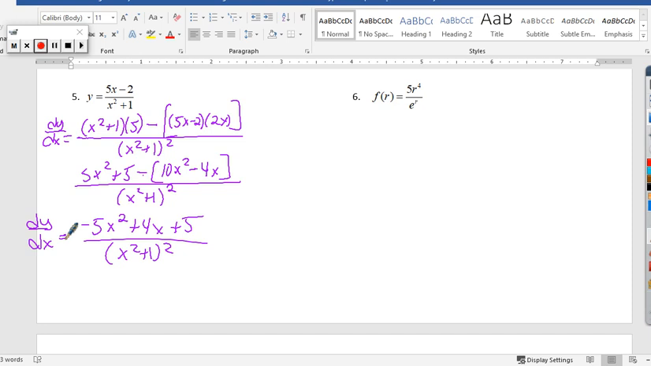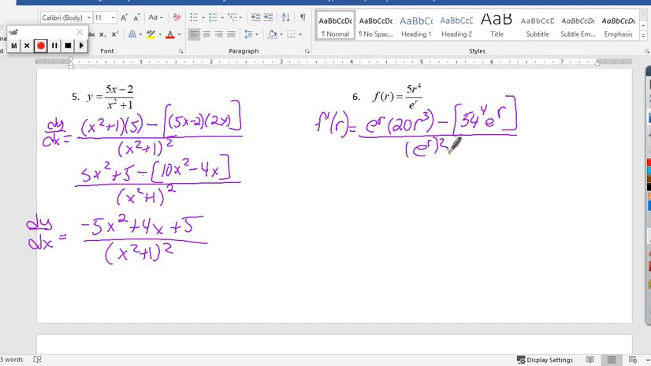All right, looking at number 6, again, we have another quotient here. So this is going to be f prime of r, taking note of the variables that we're looking at. It's the bottom term times the derivative of the top, so it's going to be 20r cubed, minus, bracket, the top term, not doing anything to it, times the derivative of the second. Remember, the derivative of e to the r is just e to the r itself, so it's going to be e to the r power there, all over e to the r squared.